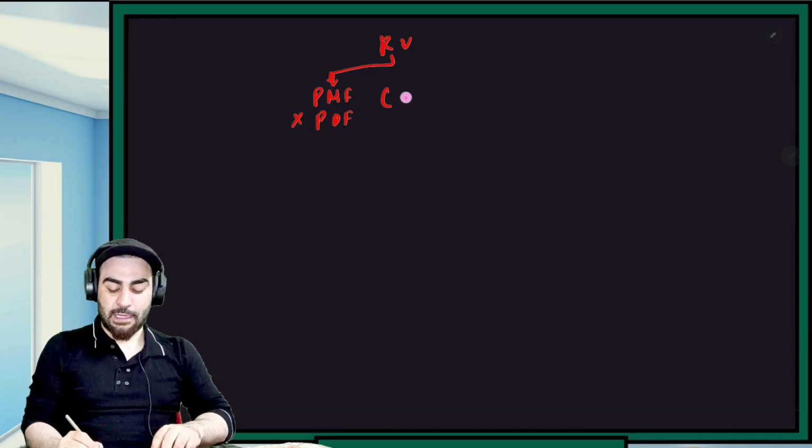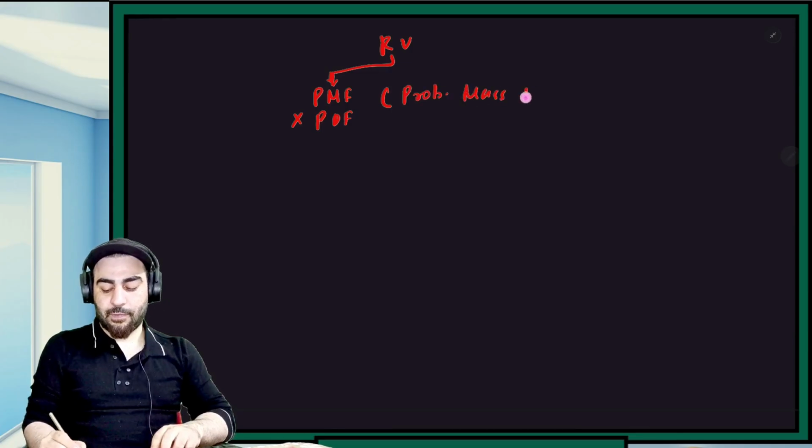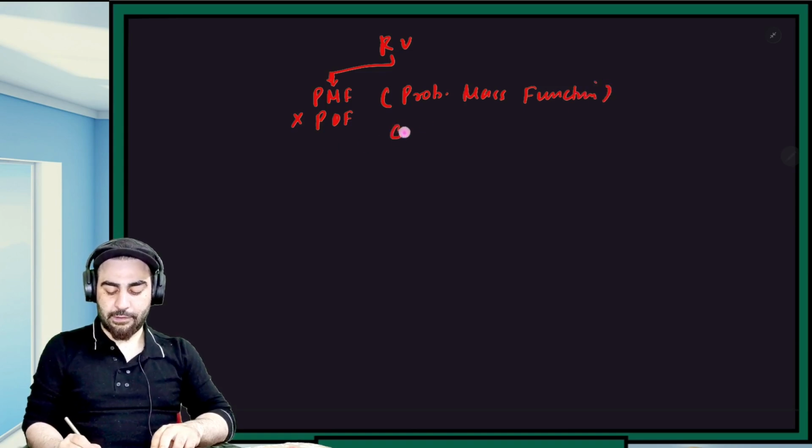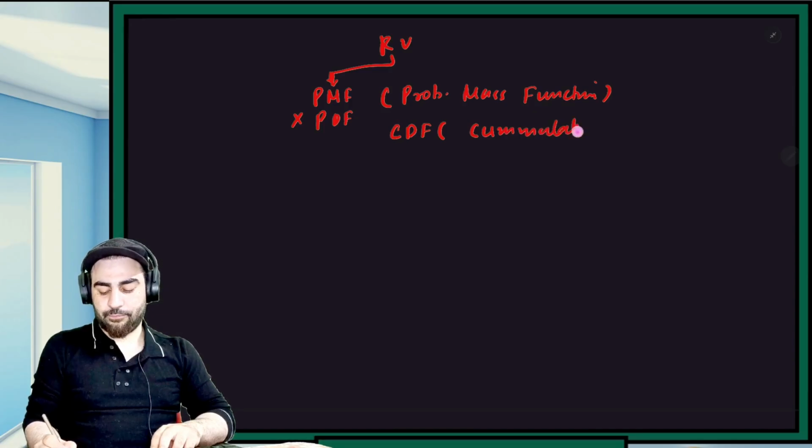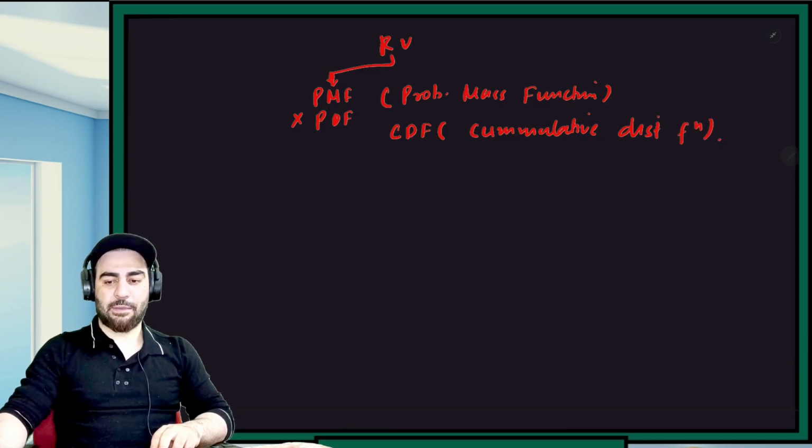One is PMF, that is probability mass function, and CDF, this is cumulative distribution function. Just a recap, I'll summarize the properties of PMF and the CDF.